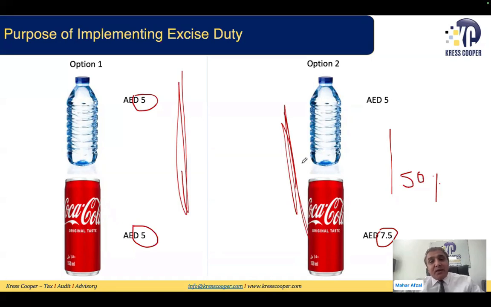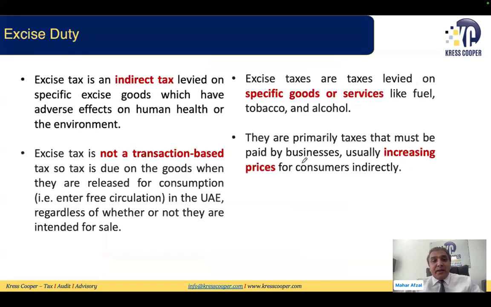Second, even if people are buying Coca-Cola by paying the 50% extra tax premium, this money is going to the government indirectly. Basically, the seller will be collecting it, because this is an indirect tax. At the end, the money will be going to the government, and the government will be spending this money for the welfare of the public. So we need to be very clear that excise duty is an indirect tax.